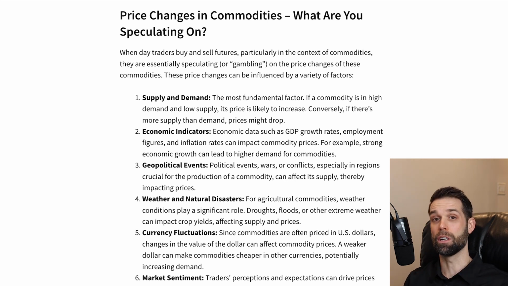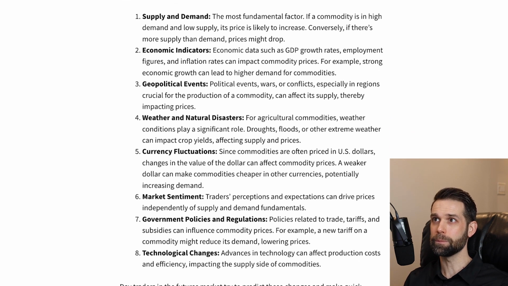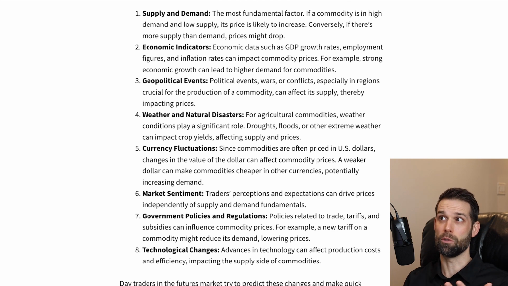So what are the things that could cause the price of oil, for example, to change? The first one here is supply and demand. It's the most fundamental factor. If a commodity is high in demand, low in supply, the price is likely to increase. Economic indicators can affect commodity prices. So GDP growth, employment figures, inflation rates, they're all going to impact commodity prices. Geopolitical events, so political events, wars, conflicts, we saw that with the Russia-Ukraine war. Commodity prices for agricultural products certainly were affected.